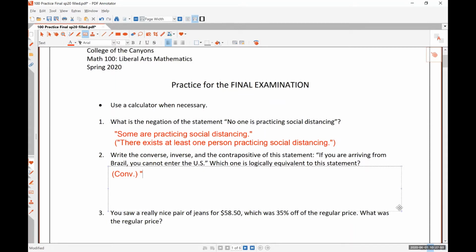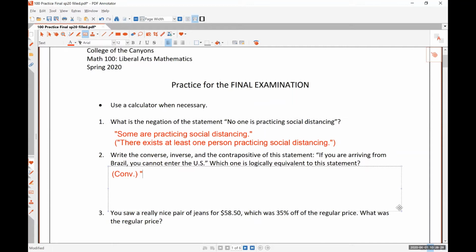So if P, then Q is the statement. It's called a conditional statement. And the converse is to switch the P and Q. Now, notice, remember, whenever you write these statements, do not put the word if in the middle. Now, in English, you can do that, okay? So the statement you have now is, if you are arriving from Brazil, you cannot enter the US. If you switch the conditional clause and the main clause like this, you cannot enter the US if you are arriving from Brazil, notice the sentence really didn't change at all, okay?